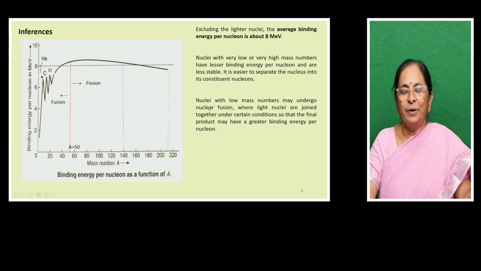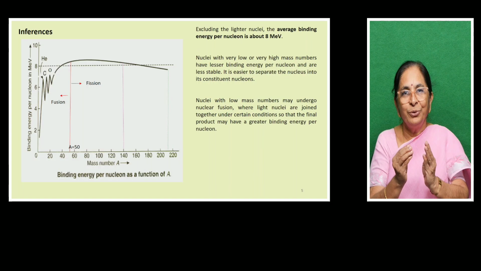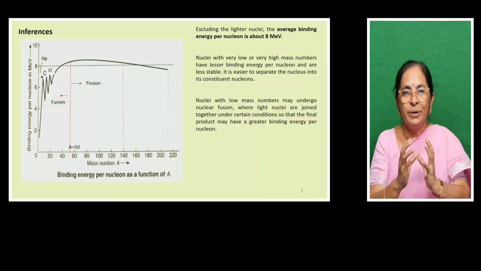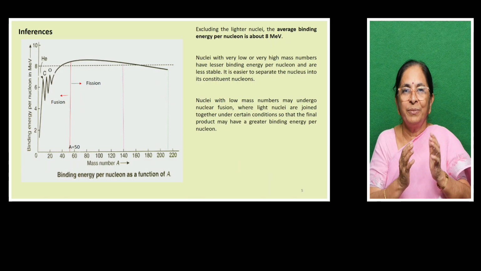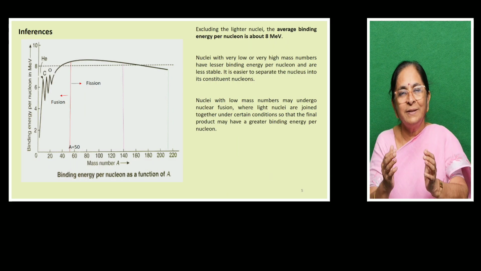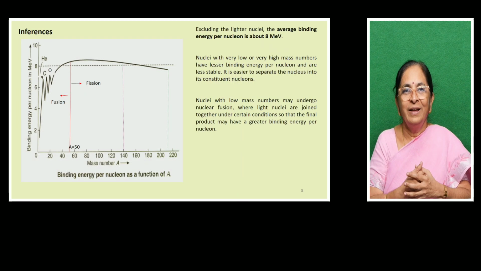Then another inference is that nuclei with low mass numbers may undergo nuclear fusion. So we have fusion and fission. This is the most stable element. If you take elements lower than A equal to 50, you can make the fusion reaction take place. Fusion means lighter nuclei joining together to form a new nucleus. While making or breaking, a huge amount of energy is released from the nucleus. That is what is called nuclear energy.